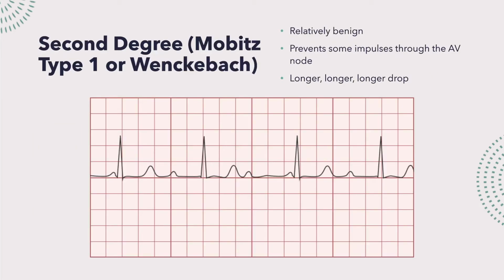This is a second degree type 1 or a Wenckebach. So remember, longer, longer, longer, drop. So short PR. Long PR, holy moly. Super long PR because there's no QRS. So there is no PR, it's just P wave, dropped beat. So in this case, well, we really only have two. We have this one, then we have this one, then we have a dropped beat. So the PR interval got longer, and then we had a dropped beat. So this is longer, longer, longer, drop.